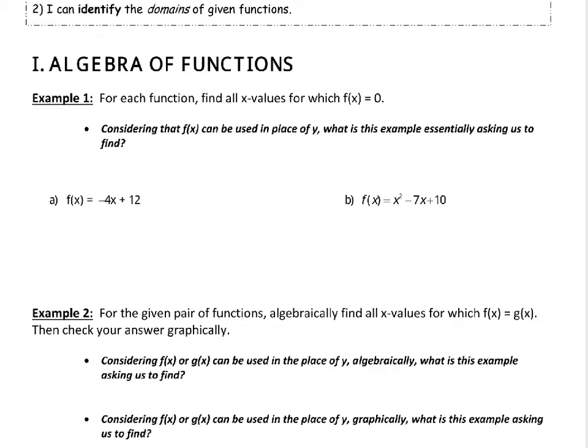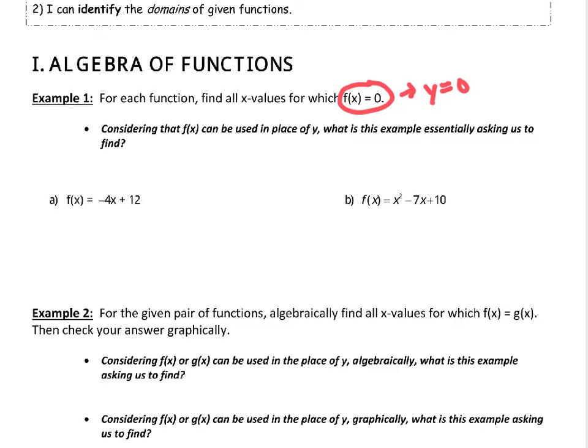Now, if you remember from the last lesson, f of x is function notation, and in this case, it means nothing more than y equals 0. So what is this essentially asking us to do? Let's go ahead and write the interpretation of this so it's easier for us to actually complete.